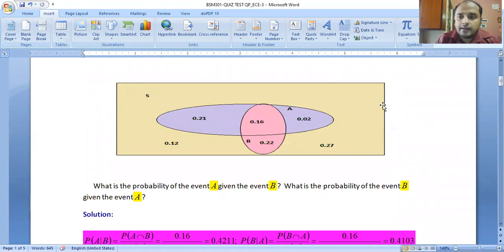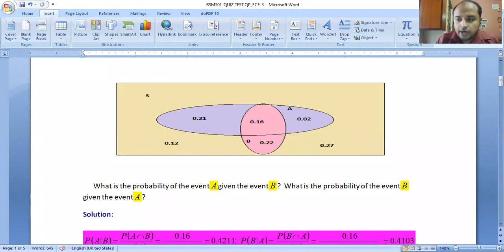Now, you see in this rectangular box, there are some other probabilities like 0.12 and 0.27. These probabilities do not belong to the sets capital A and capital B. These belong to some other sets. Maybe there are 2 more sets like C and D. So these probabilities belong to those events. But we are not interested in those events. So we just drew the figure corresponding to event A and event B.